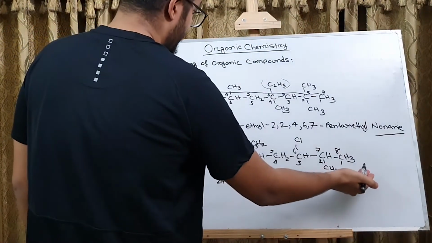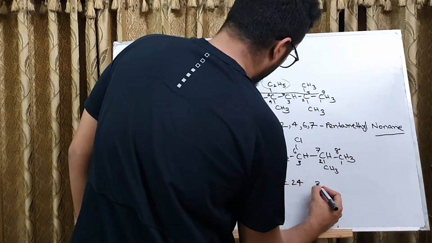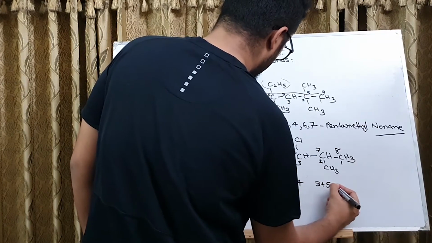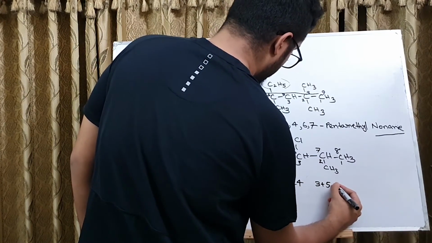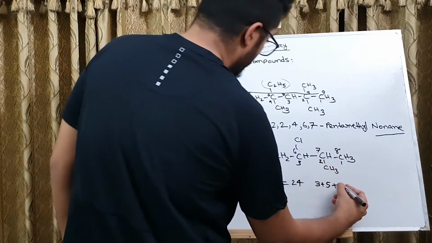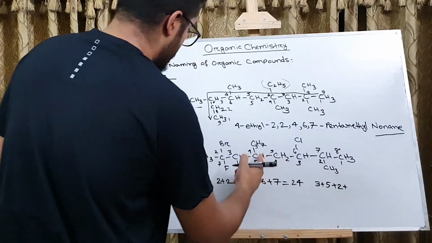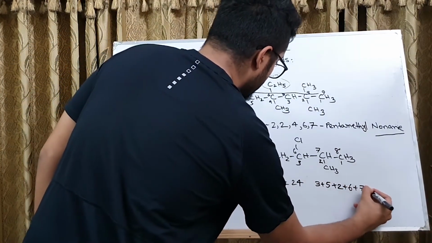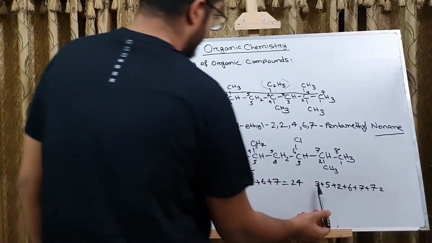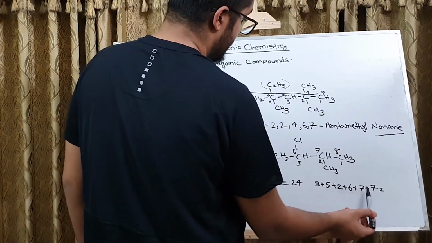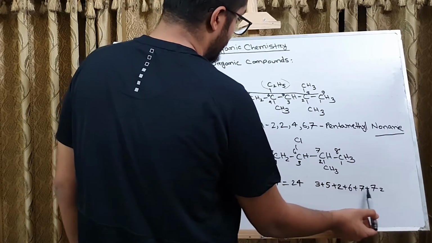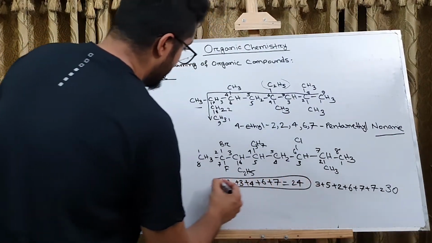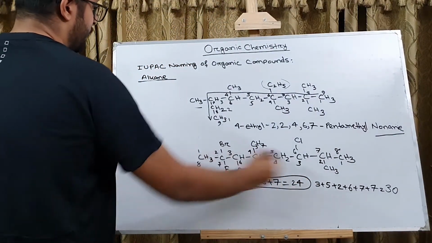But if I number it from this side, then I have 1 at 3, then another one at number 5, then another one, sorry, I missed one here, so a 2, then the next one I will have at 6, and 2 at 7. So in this case, the number would be 3 plus 5, 8, 10, 16, then 7 would give me 23 and 30. So I will take this numbering, and for that I had numbered it from left to right.